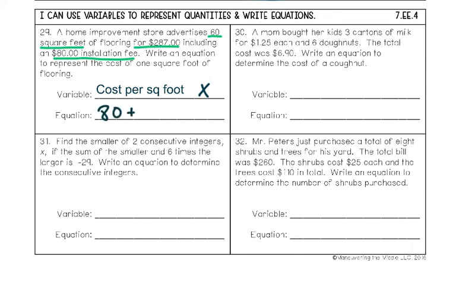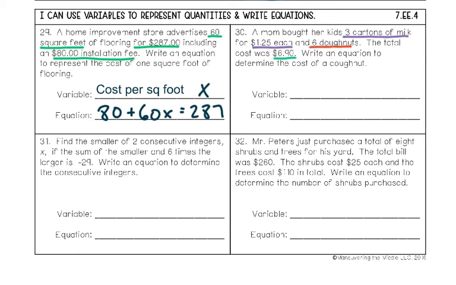Now that's going to be added on to the 60 square feet. We don't know how much 1 square foot costs. That's our variable. I know it's being multiplied because that's how much it costs per square foot. Per is the key word there. And then in total, that ends up equaling $287. This is my equation, and I'm done.